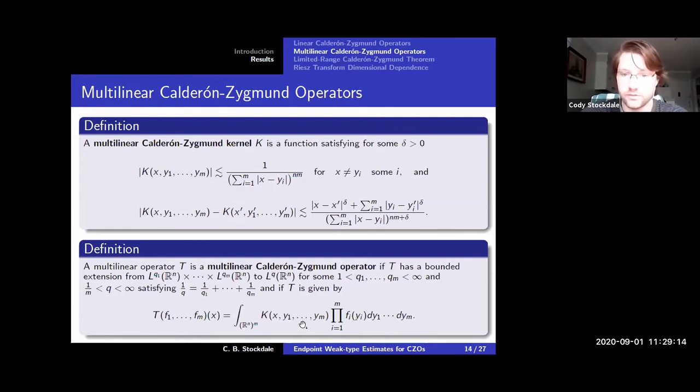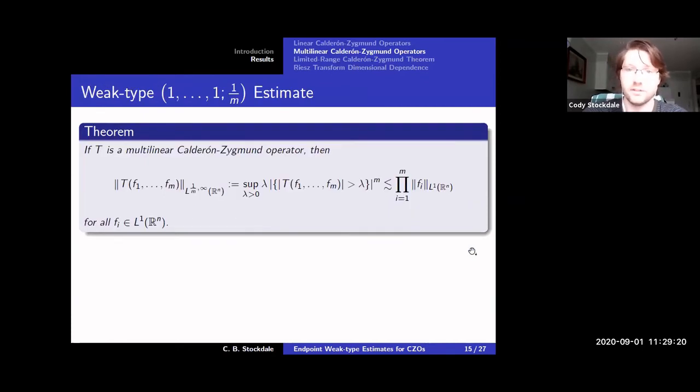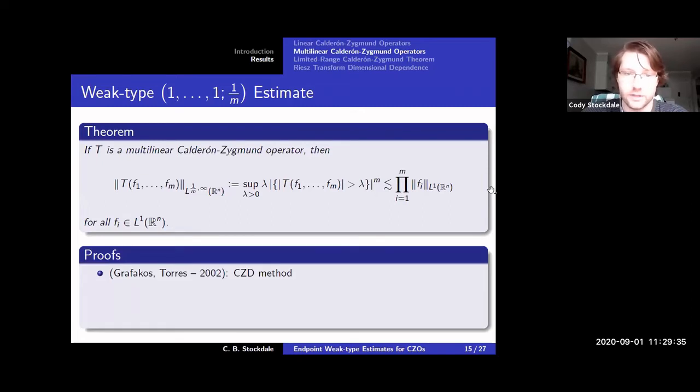And our operator is defined by integration against this kernel. Okay, in this setting, it doesn't have a weak type 1-1 property, but it has a weak type (1, ..., 1) property into a target weak L^(1/m) space. So that inequality, by definition, will look like this. And this was known since 2002. It was originally proved by Grafakos and Torres. Their proof uses a Calderon-Zygmund decomposition. Since then, there were a few subsequent proofs.